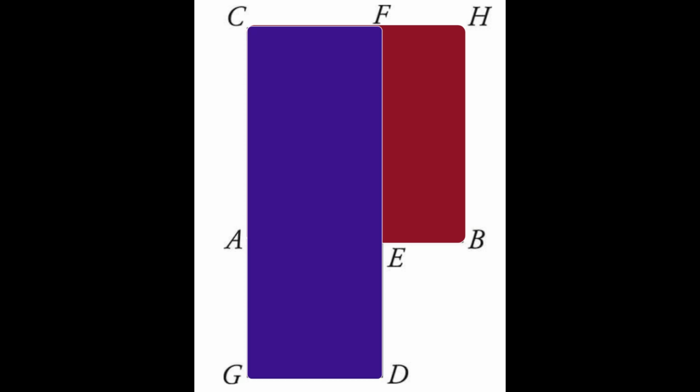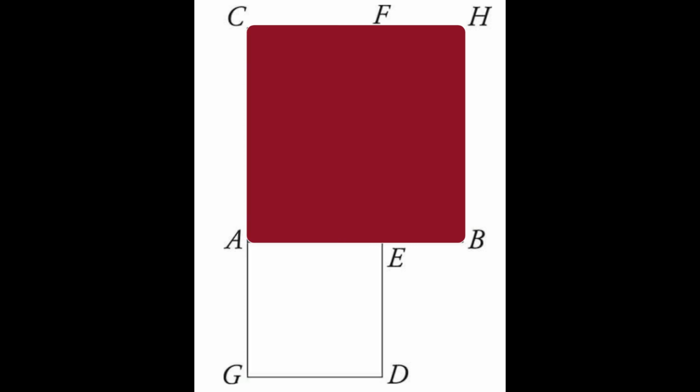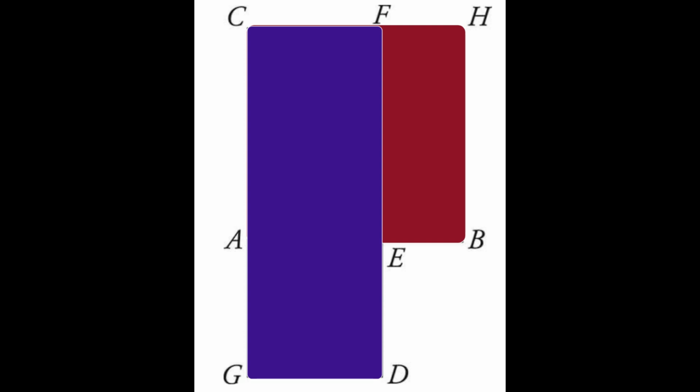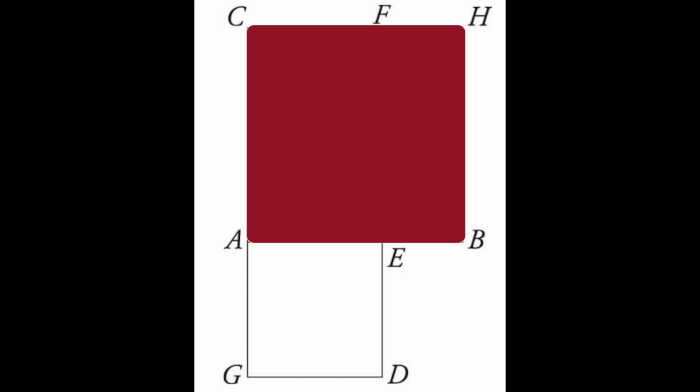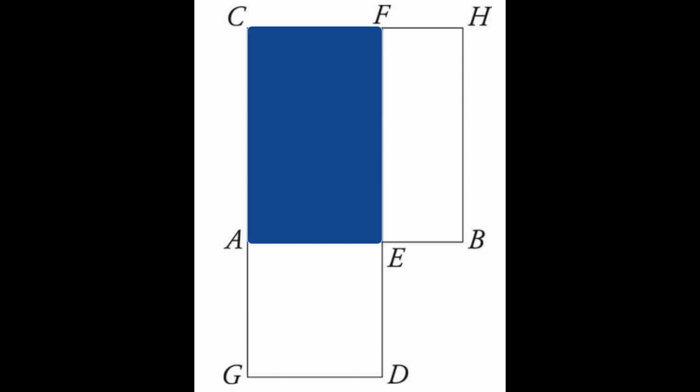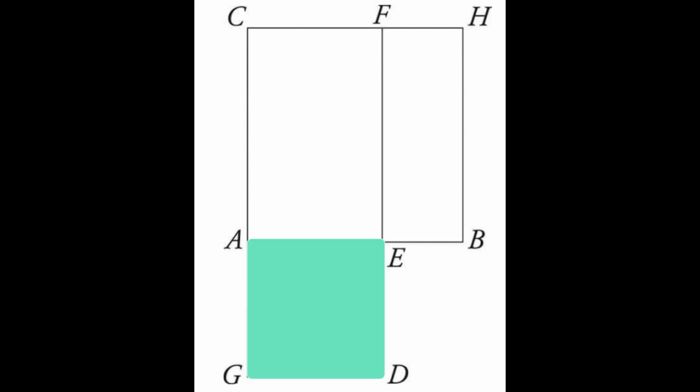Then, make a rectangle GCFD. This rectangle should have the same area as our square ABHC. Then, make another square GAED. This square is part of the rectangle. If the length of line segment AC is 1, then the area of the square ABHC is 1. If the length of line segment AC is 1, then the area of the rectangle CFEA is 1 divided by the golden ratio. Furthermore, the area of both the square GAED and the rectangle BHF is 1 divided by the square of the golden ratio.